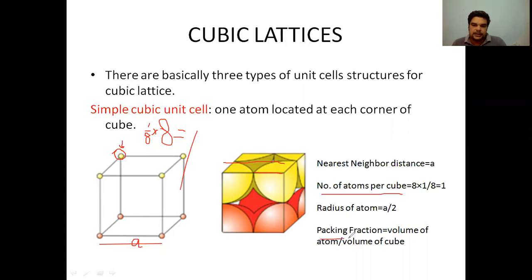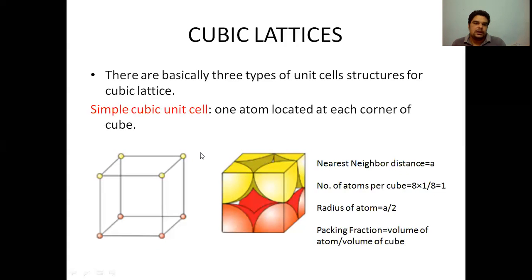What is packing fraction? Packing fraction is nothing but the volume of one atom divided by the volume of the cube. This is known as packing fraction. We can calculate it in percentage by multiplying by 100. So this was a slight introduction of the simple cubic unit cell.